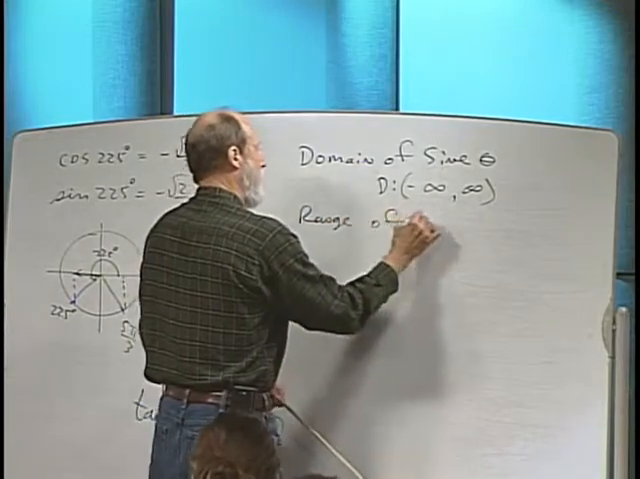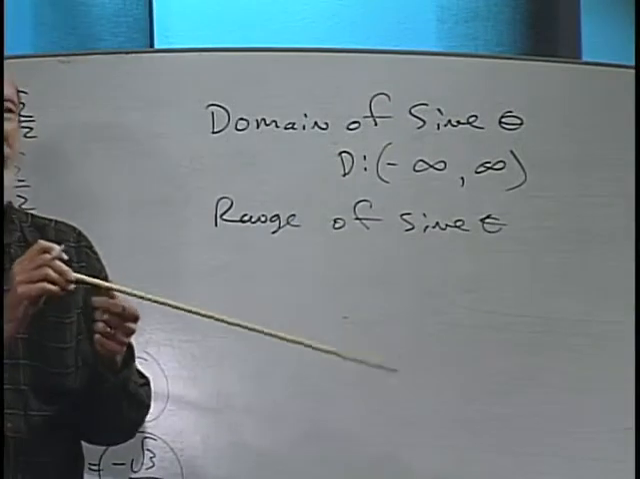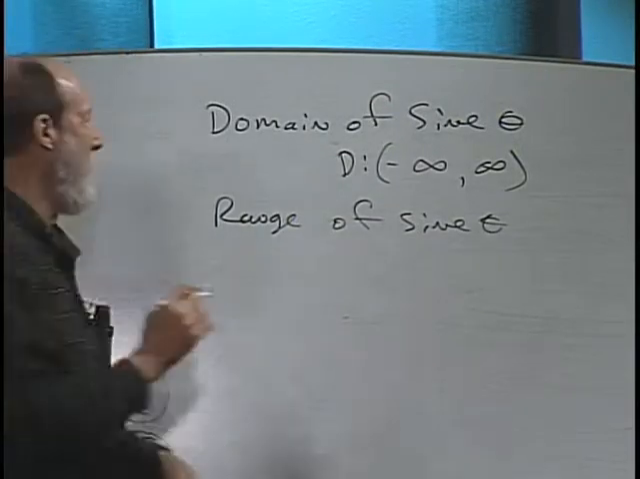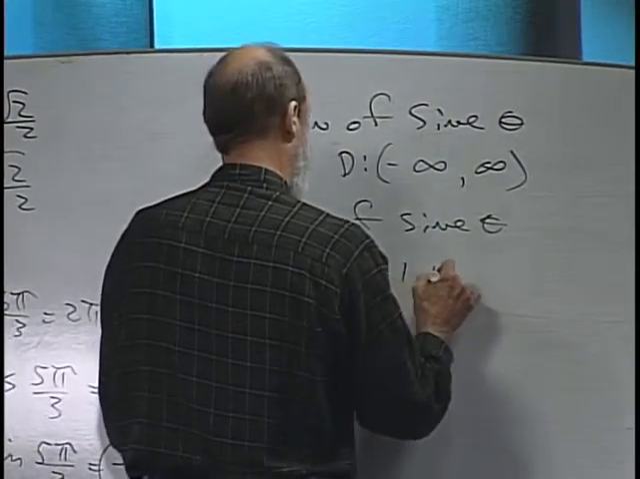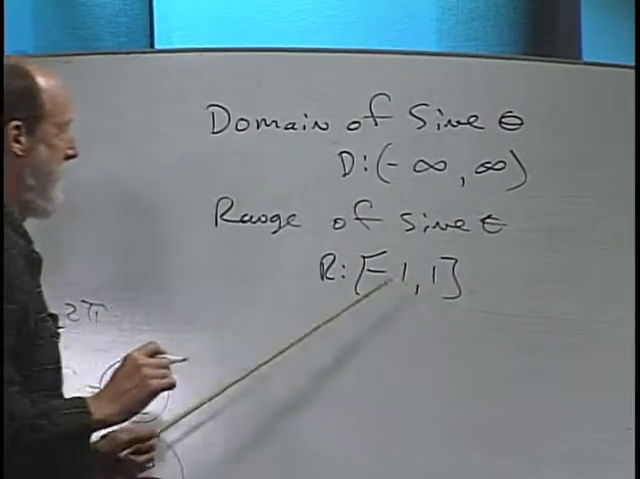The range of the sine function. How low can it go in value? -1. And how high? 1. -1 to 1, inclusive for the range.